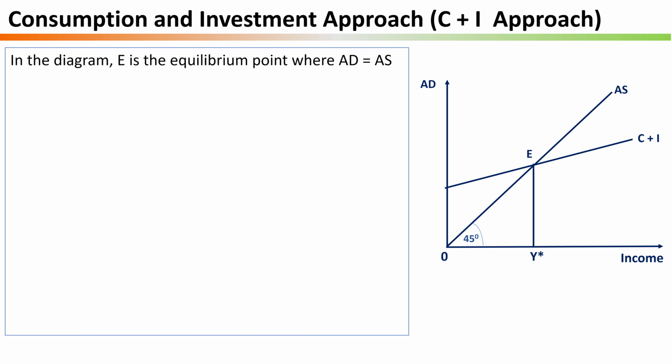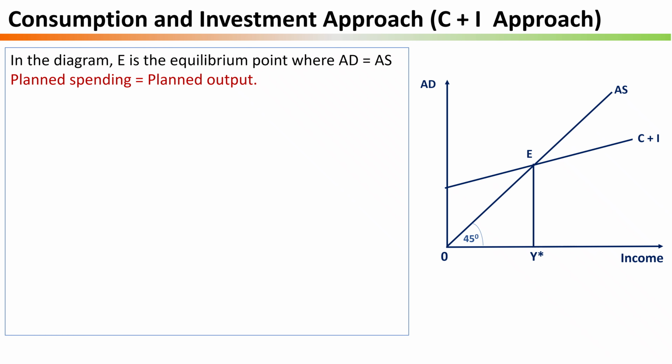Now, the condition of equilibrium can also be expressed as planned spending is equal to planned output. We have assumed a two-sector economy with households on one end and firms on the other. Now, households and firms are two totally different sets of people with different objectives.